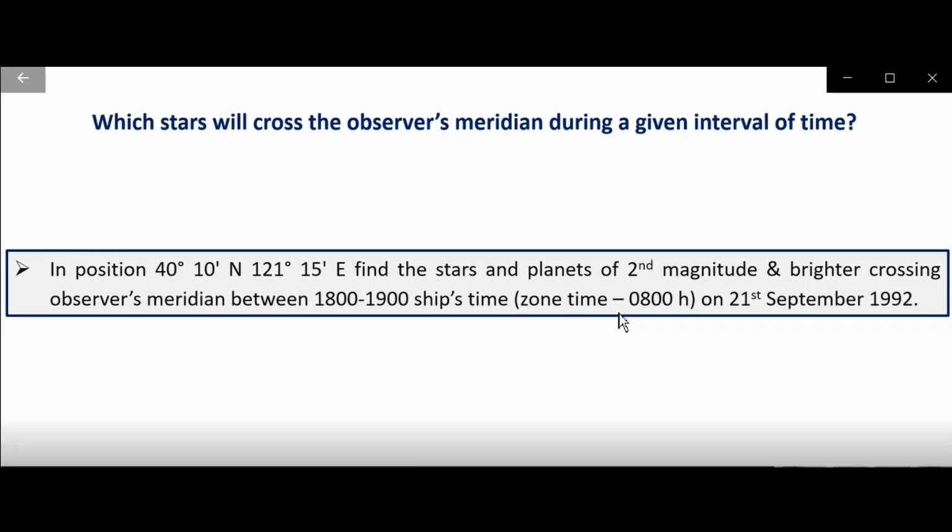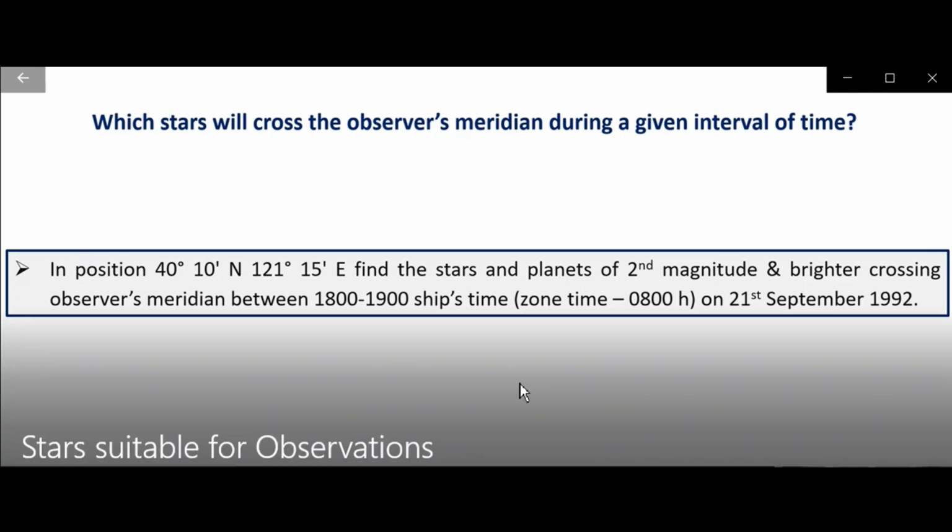So second magnitude and brighter का मतलब उससे नीचे जो भी रहेगा ना सर, 1 magnitude मतलब. Second magnitude and brighter means the magnitude should be less than or equal to 2.0. Right. Greater than 1. सर ठीक है.